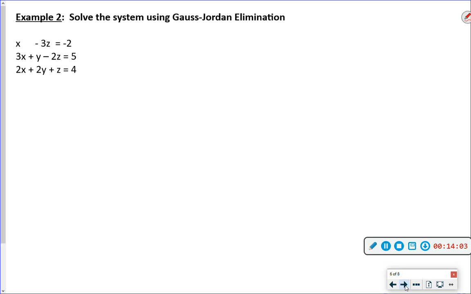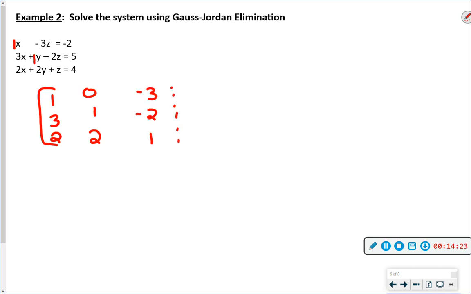So of course, top left is a 1. Nice tea today, nice. So my first column, of course, 1, 3, 2 for x. 0, catch the 0. 1, 2. Okay, catch the negative on that 3. That negative sign goes to the 3. And a 1. I like the equal sign. That's my dashed line. And that is your augmented matrix.